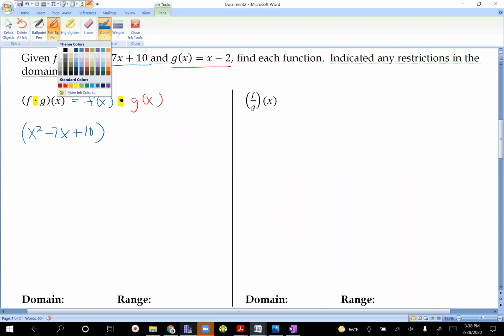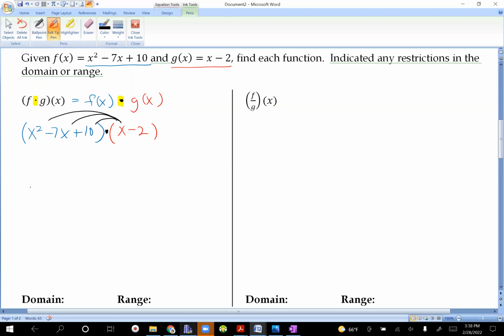And then you don't really need to write the multiplication sign right now. If you want to, you can. But all we're going to do is distribute. I'm going to go from right to left. So I'm going to take this x and distribute everything here, right? That's an x cubed minus 7x squared plus 10x. Take this negative 2 and distribute to everything over here. And I'm going to stack it on top of each other according to the same variable and exponents. So it's going to be a negative 2x squared positive 14x minus 12.